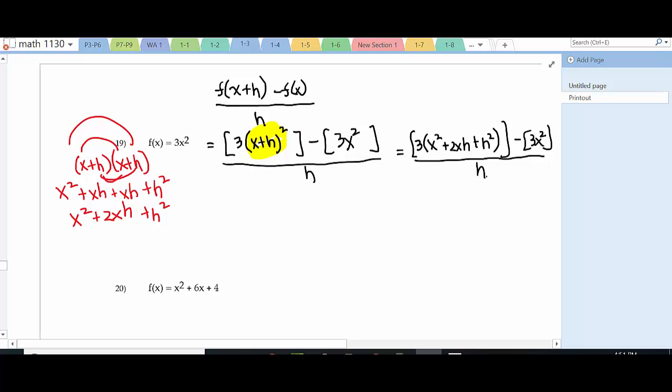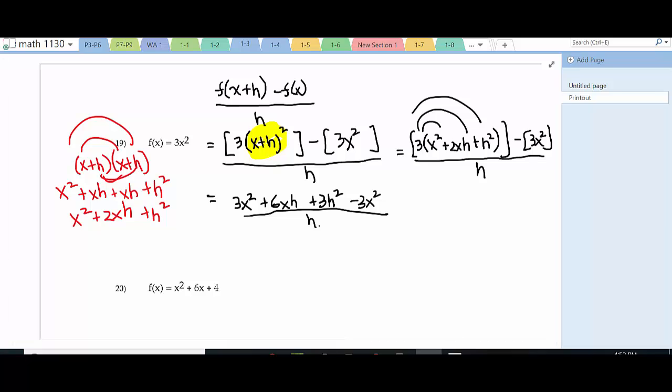Okay, all right. So what I'm going to do next is I want to do a distributive property here. You want to go ahead and do that. So that's going to give you, in the numerator, 3x squared plus 6xh plus 3h squared. And then you're going to have a minus 3x squared there, all over h. Okay, putting together like terms. Now, what do you notice happening in the numerator? Something cancels. It always will on these problems.